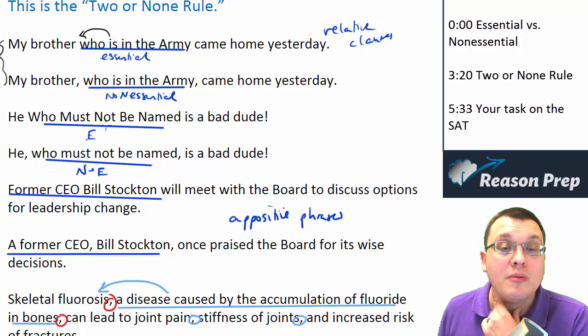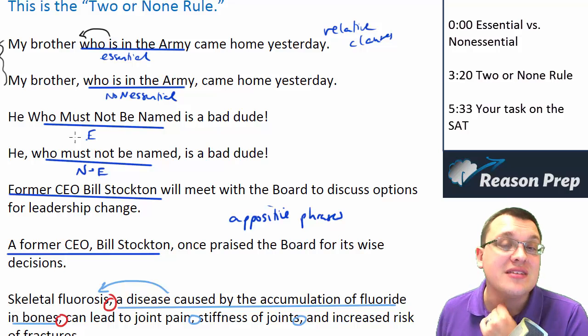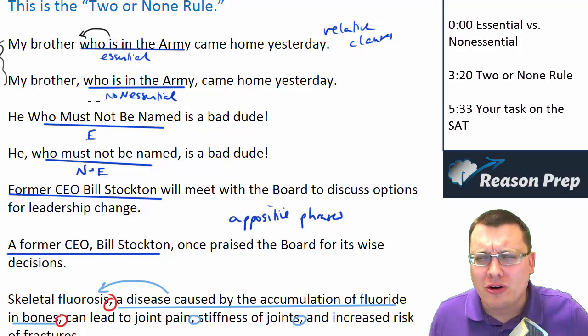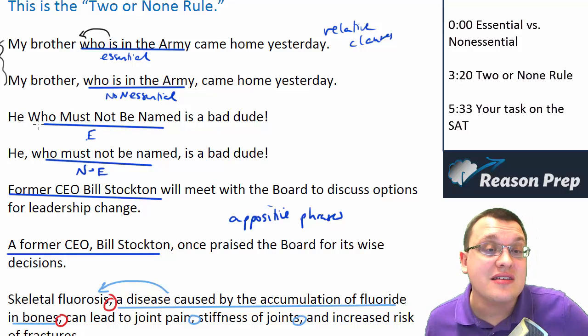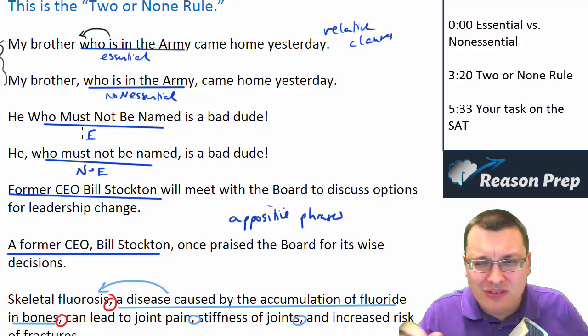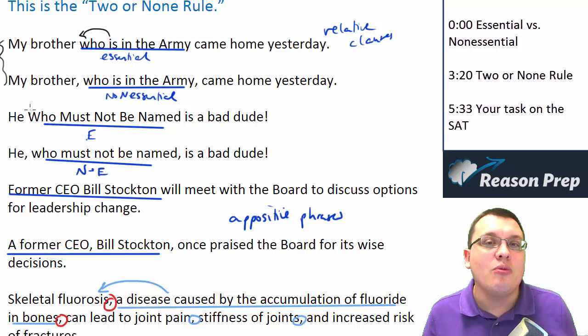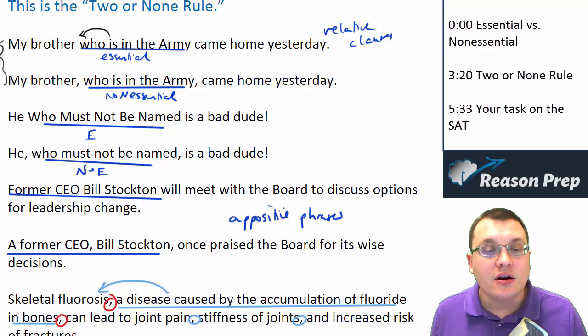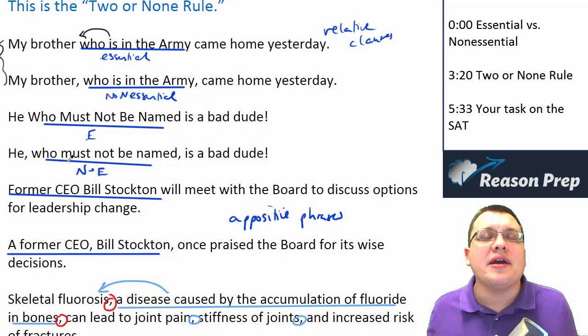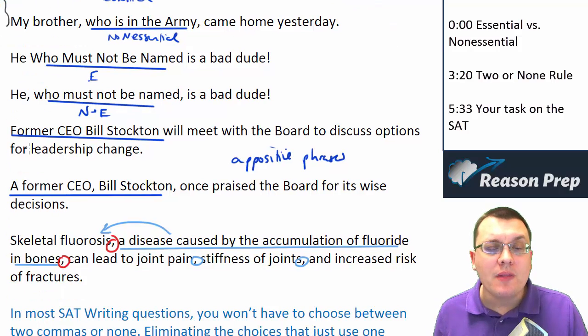Same thing here. He who must not be named is a bad dude. This is so essential to the meaning of the sentence that it's capitalized, right? This is from Harry Potter basically, but in any event, it's so essential. Not only does it not have commas, it's actually incorporated into the name. That's not something you're going to see, but it just illustrates how essential this relative clause is to the sentence. Whereas here, he, who must not be named, is a bad dude. This is extra information that if we got rid of it and just said he is a bad dude, it's fine. Like we have no issues with meaning. It makes sense.